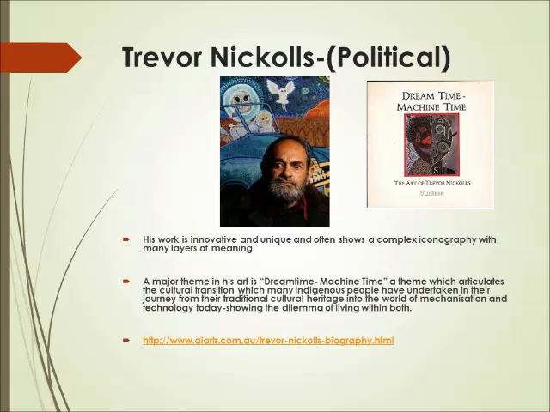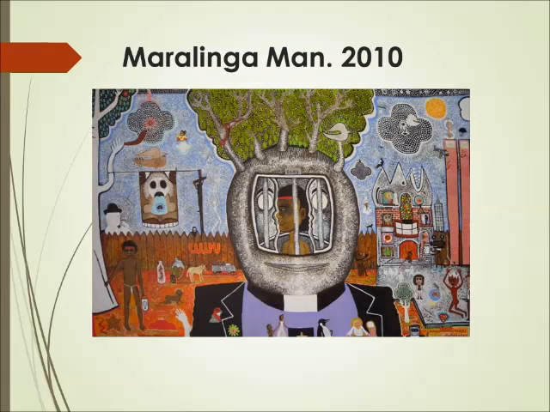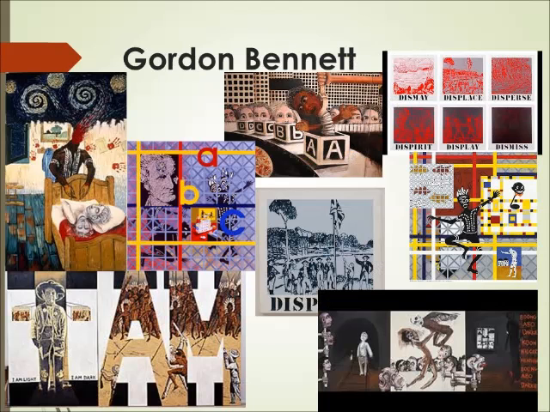Okay, so again, looking at a political artist, Trevor Nickolls is seen as someone who brought in not just modern but postmodern forms of representation, and then blended that with some of the traditional forms. So looking here at a piece of his art, Maralinga Man from 2010. Maralinga was a site of British nuclear testing, and that land has been given back to Aboriginal and Torres Strait Islander people. And in many areas, they've been told that it's now safe to live on. Yeah, not sure that I really believe that.